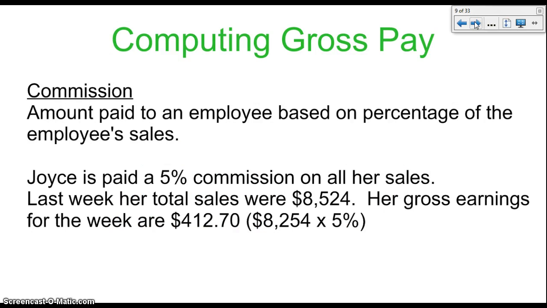You may get paid on commission. Commission is an amount paid to an employee based on the percentage of the employee's sales. So here's an example of that where Joyce is paid 5% commission of all of the sales she made. Last week her sales were $8,524. So she gets 5% of that. So her gross earnings then would be $412.70.